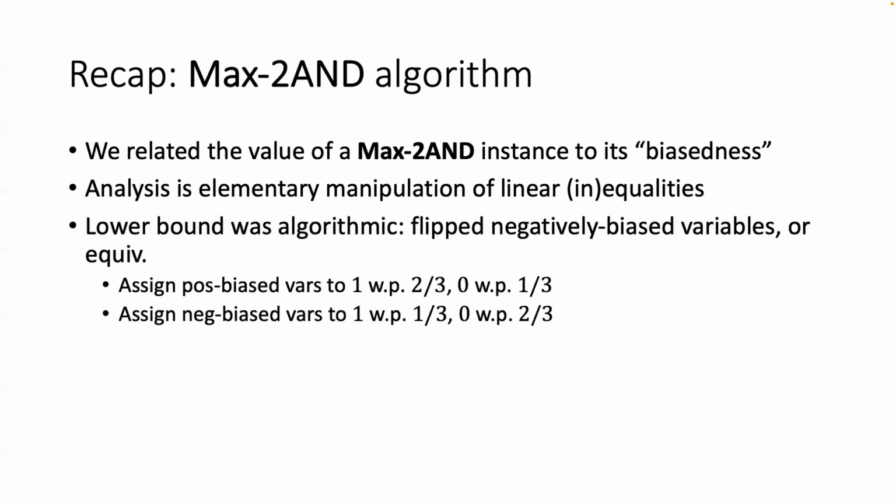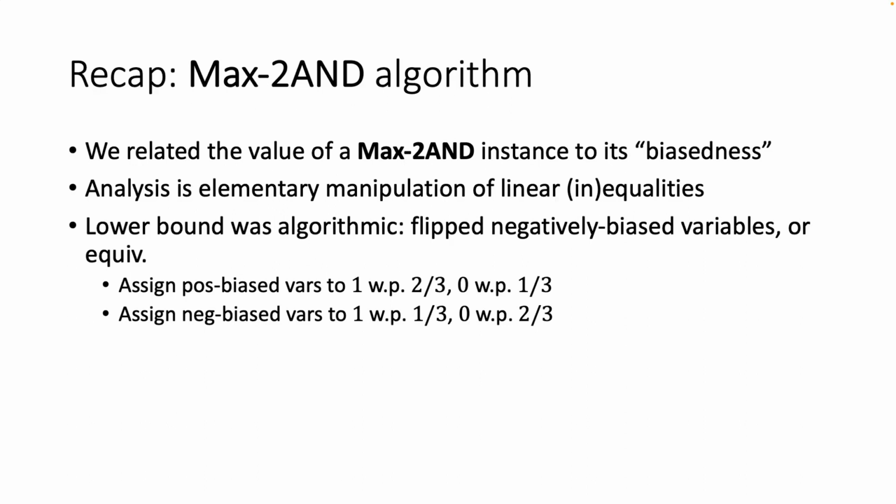And one thing which is very useful for us going forward is that the way that we proved the lower bound, which was on the previous slide, was actually by giving an algorithm, which you can think of as a self-contained classical algorithm for the max 2and problem. So you just take an instance, and instead of flipping the negatively biased variables, you could just think of it as assigning negatively biased variables in the negated way. So here's a classical 4/9 approximation for the max 2and problem.